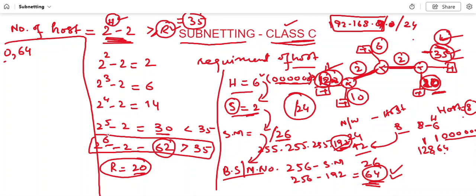Already we have written here, and you will see that 2 is less than 20, 6 is less than 20, 14 is less than 20, and 30 is greater than 20. So our value is this one, H. We will repeat the steps.